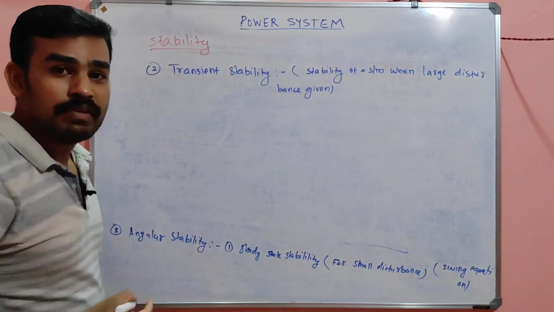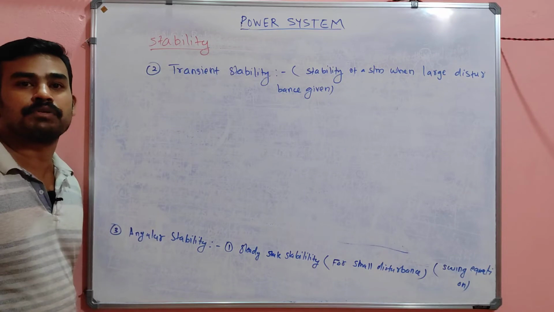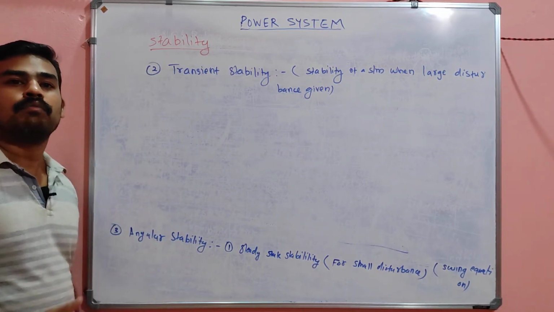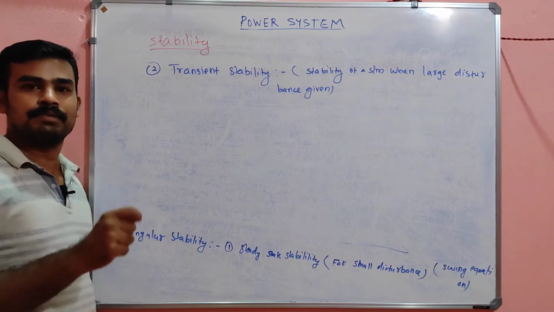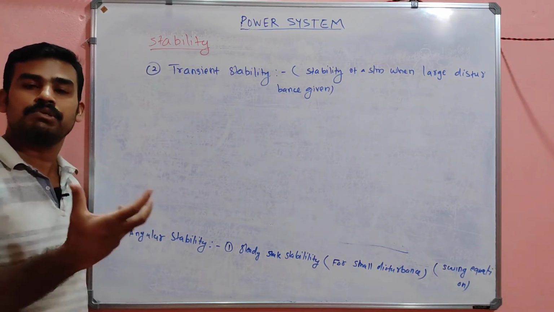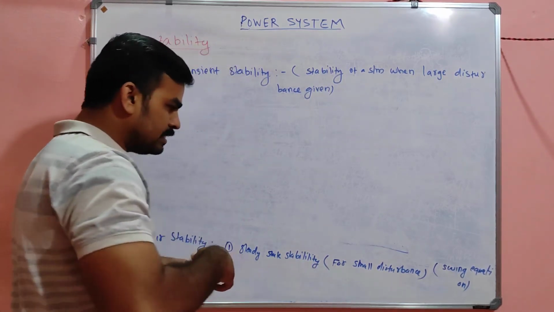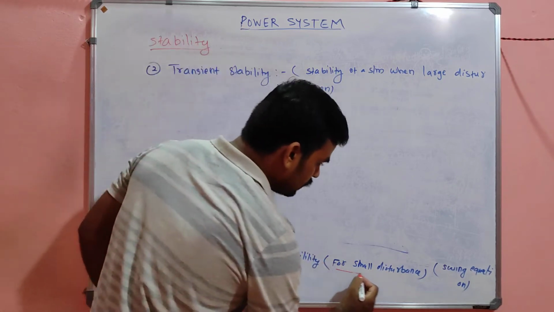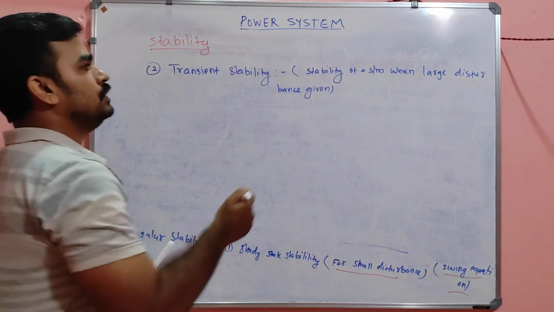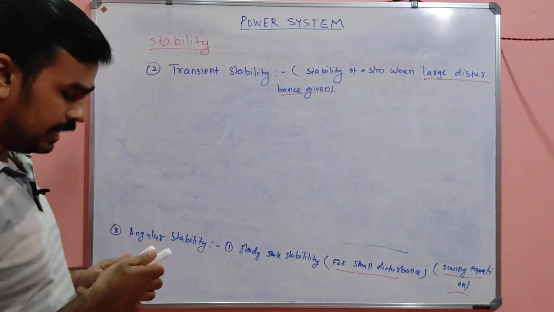These words are very important, my dear. Directly you can expect this type of question in the exam. For small disturbance, what type of stability is it? For small disturbance, it is the steady state stability. What tool is used to find the steady state stability? Swing equation. These wordings are very important. Okay, note it down. And large disturbance, these wordings are very important, my dear.